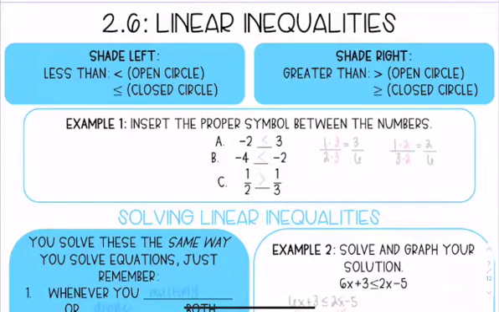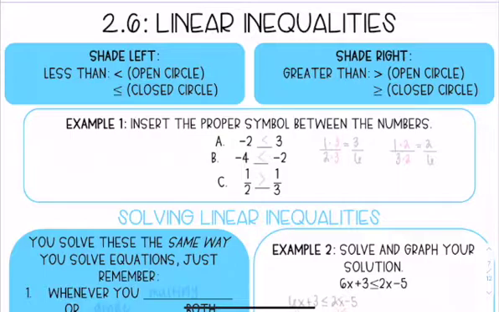In section 2.6, we talk about linear inequalities. So first thing is let's talk about shading. We shade to the left if we have a less than, which we use as an open circle, or less than or equal to, which uses a closed circle. We shade to the right when it's greater than, and we use an open circle, or greater than or equal to, which has a closed circle. And so a little trick to help you remember is the arrow points to the direction that you need to shade.